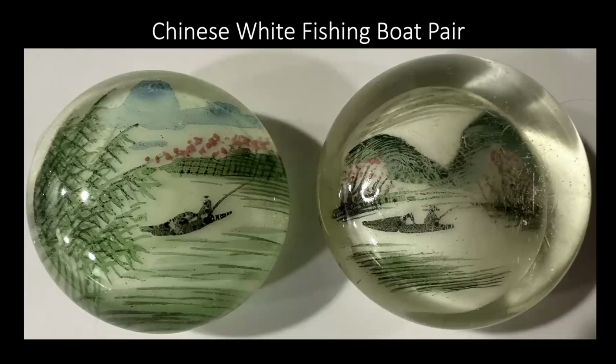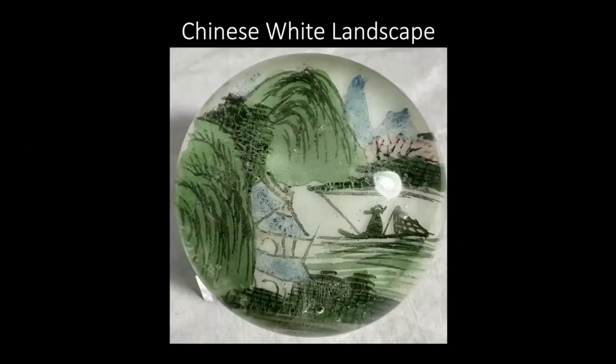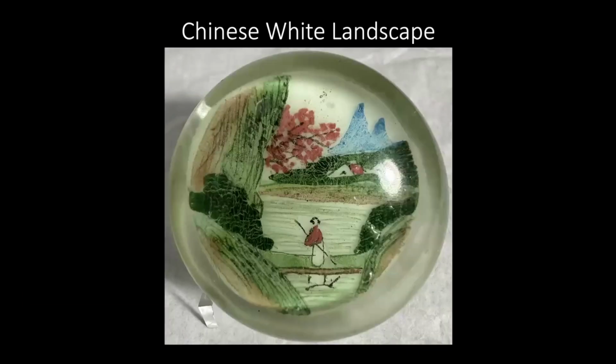Some of these weights had people. Most commonly, it would be someone fishing. Here's a couple fishing boat scenes. And here is another one. Sometimes it's someone walking with a staff. I particularly like it on this one, the person is crossing a bridge and you can see the reflection in the water underneath.